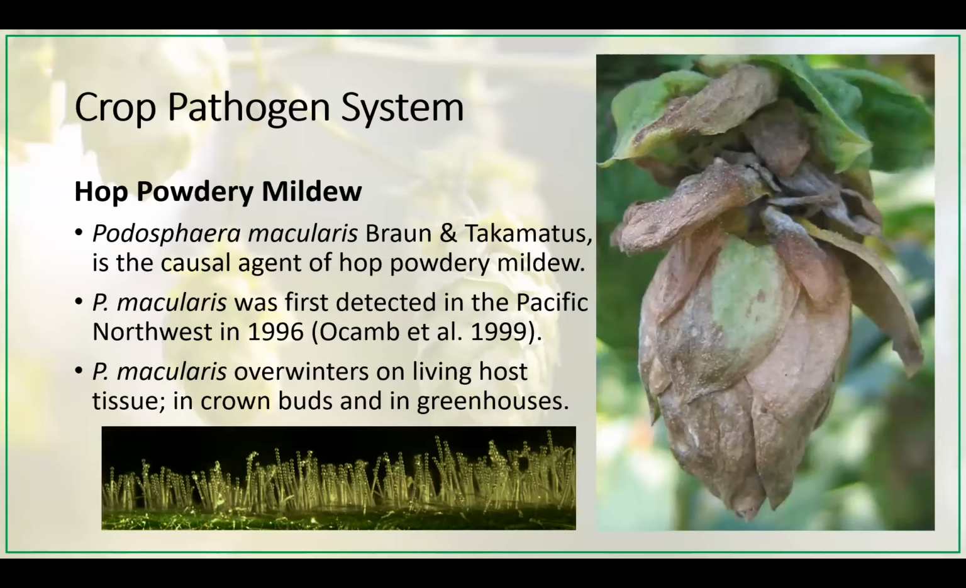So I'll tell you a little bit about the symptoms and signs here. The fungus grows as a white talcum powder-like substance. Fungus over here on the right in this cone. And when you zoom in on that on a microscope, you see these chains of conidia.